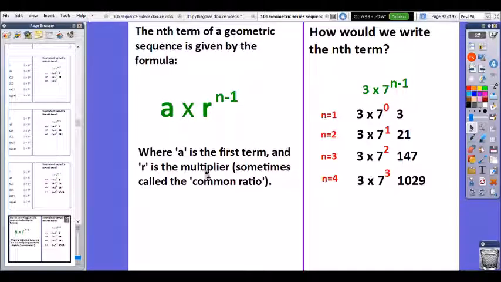And r is the multiplier. That just means the amount being multiplied by each time. So our multiplier in that previous example was 7, because it was being multiplied by 7 each time. So instead of r, I call it 7. And n minus 1, I just leave that as the power.